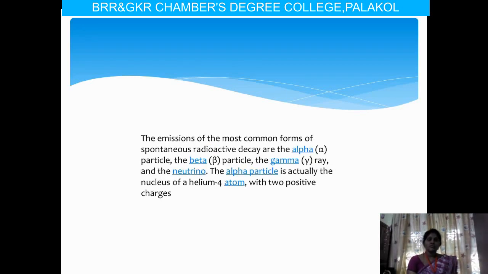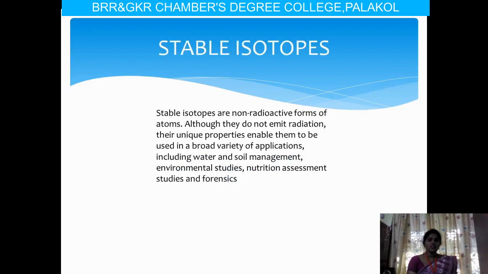Okay, the emission of this material, and this is the most common form of spontaneous radioactive decay, like alpha, beta and gamma, and also we will use neutrino. The alpha particle is actually the nucleus of a helium-4 atom, having two positive charges. The next one is stable isotopes.